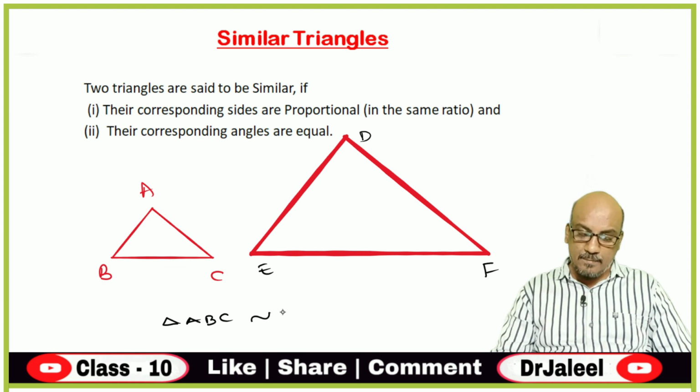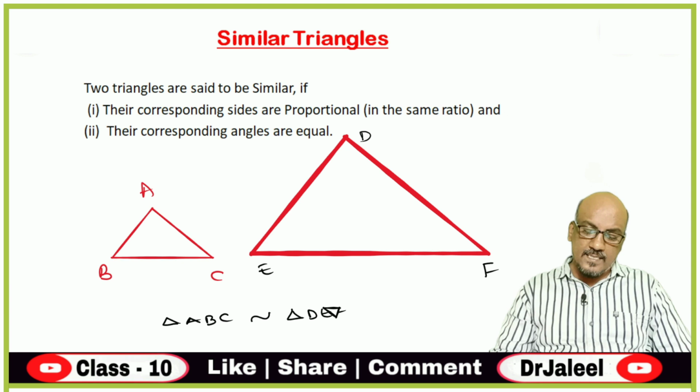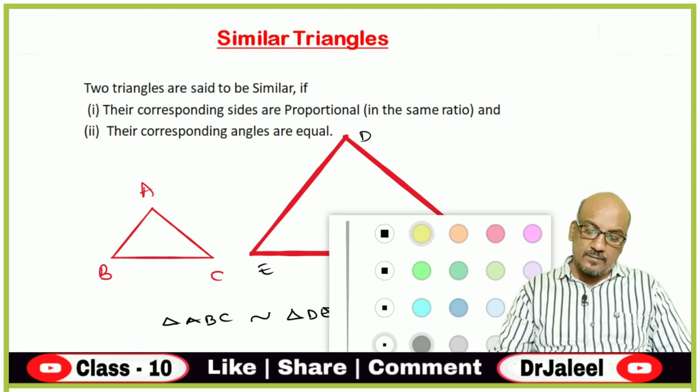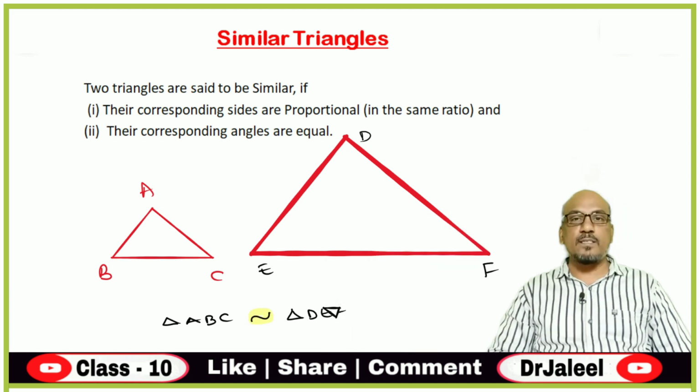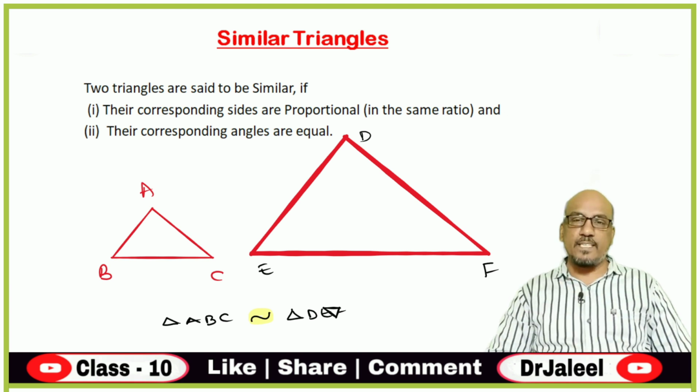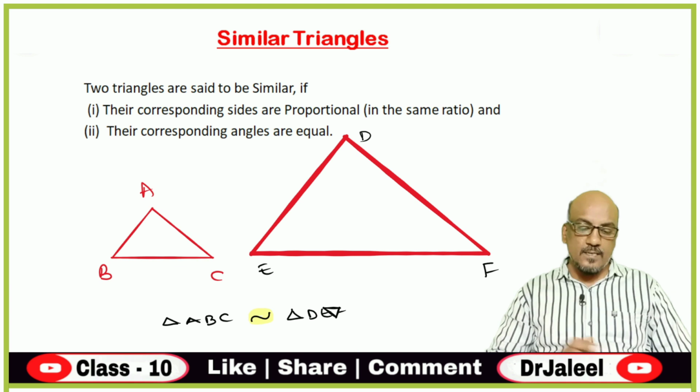Triangle ABC is similar to triangle DEF. This symbol is the symbol of similarity. So here there must be two conditions checked for similarity of triangles. First, their corresponding sides are proportional. Second, their corresponding angles are equal.